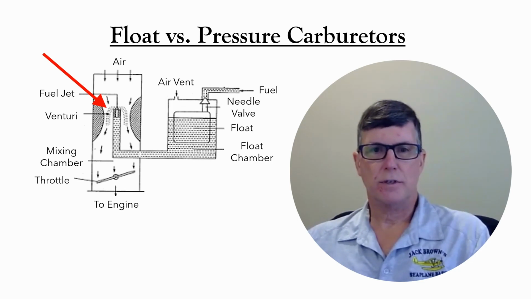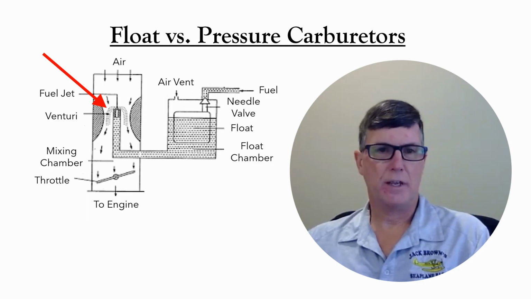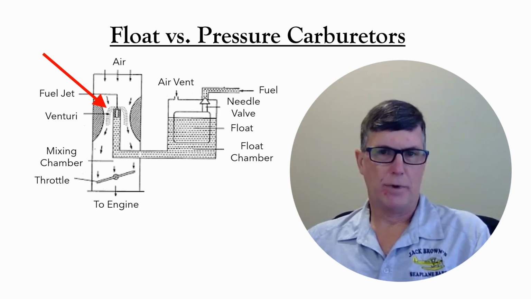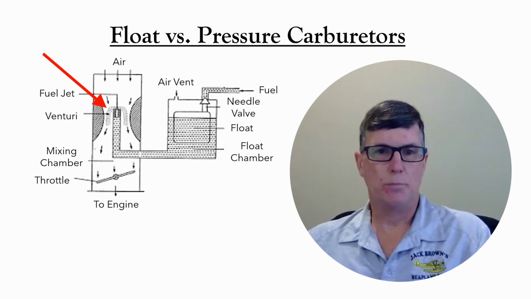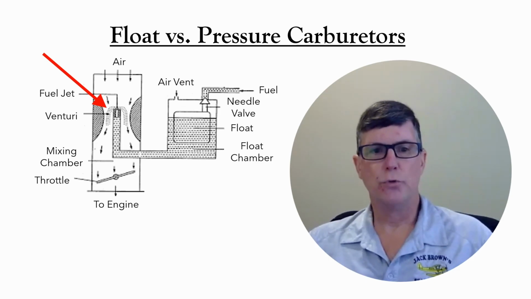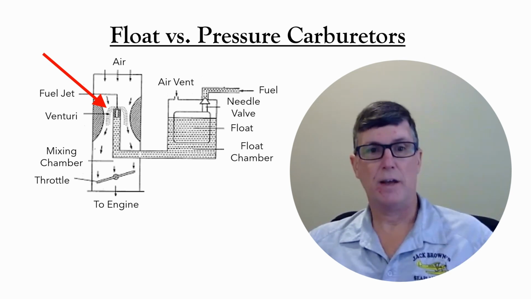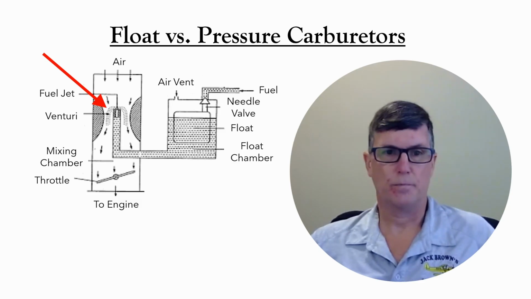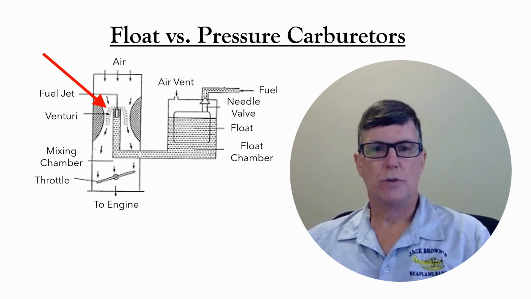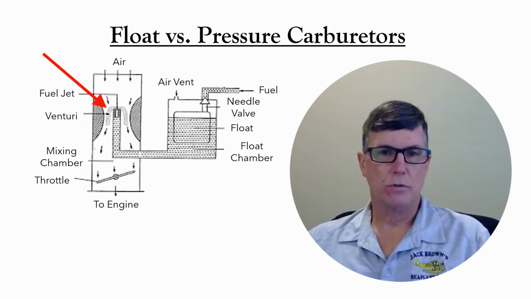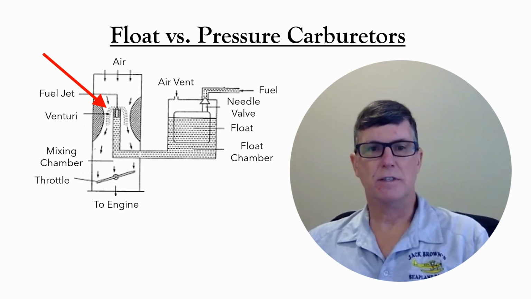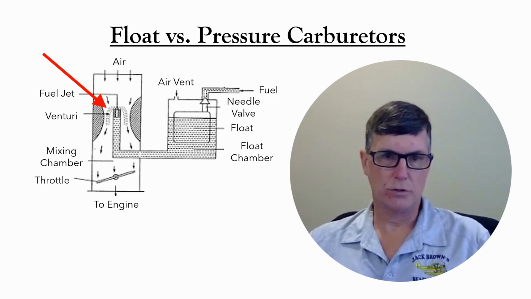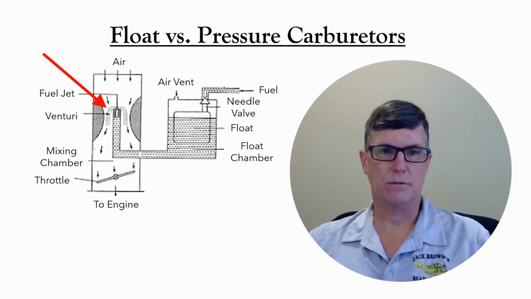So the pressure in the venturi is lower than the ambient pressure by an amount that's based on the speed of the air that's flowing through that venturi. So the faster that the air is going through the venturi, the lower the pressure. The pressure driving fuel from the float chamber to the fuel valve is the difference between the ambient pressure and the pressure in the venturi.